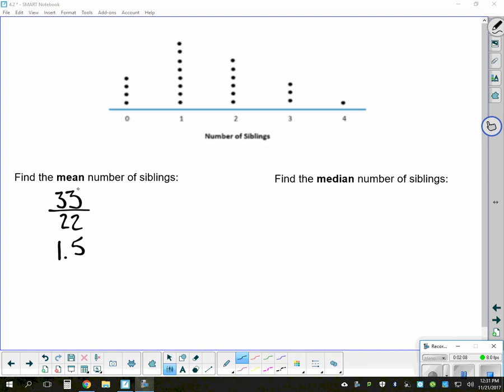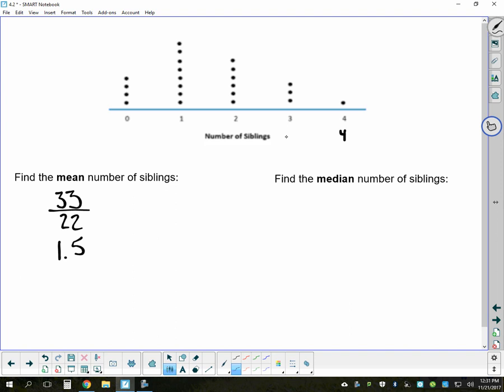Okay, so for the mean, we know we need to add up all of our data and then divide by however many pieces of data there were. So when I added these all up, I got 33. Kind of a quick way to do that, I got 1 4 here, 3 3s here, but that's really just 3 times 3, so that'd be a 9. 1, 2, 3, 4, 5, 6 2s, which is a 12. 1, 2, 3, 4, 5, 6, 7, 8 1s, so that would be 8. And 0 is still going to be 0. So 8 plus 12 is 20, plus 9 is 29, plus 4 is 33.